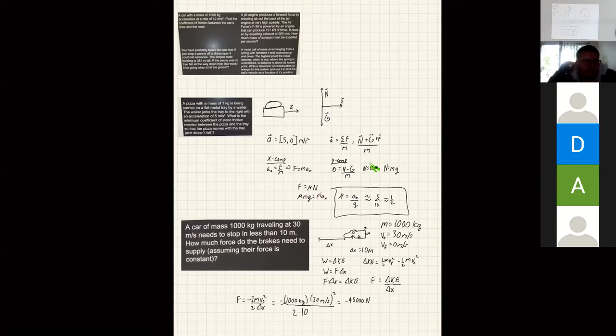And this right here gets zeroed out. That right there gets zeroed out. So then force is just equal to negative 1/2 mv squared over the change in distance. I'm plugging everything in, I get negative 45,000 newtons.